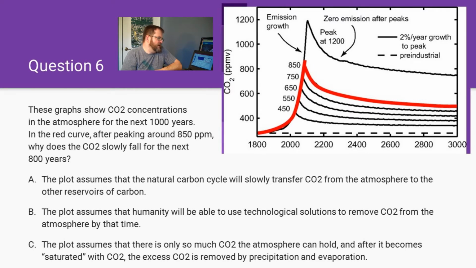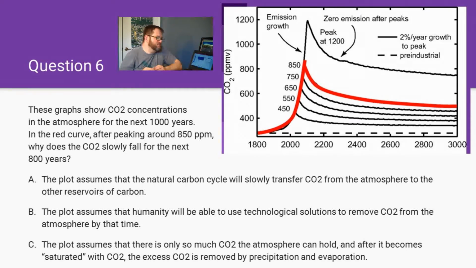Question 6. Okay, so I'm taking one of the figures from that paper that we talked about before. On these graphs, they show carbon dioxide concentrations in the atmosphere for the next 1,000 years. And in the red curve, I've highlighted the one where it shows the concentration of carbon dioxide peaking around 850 parts per million. Why does the carbon dioxide concentration just slowly fall for the next 800 years or so in that simulation? Why is it falling, and why is it falling slowly?